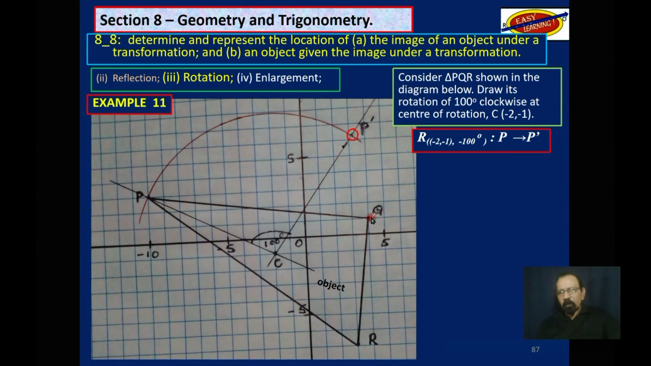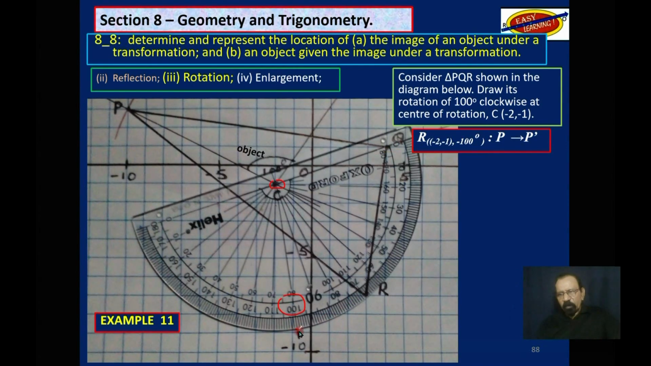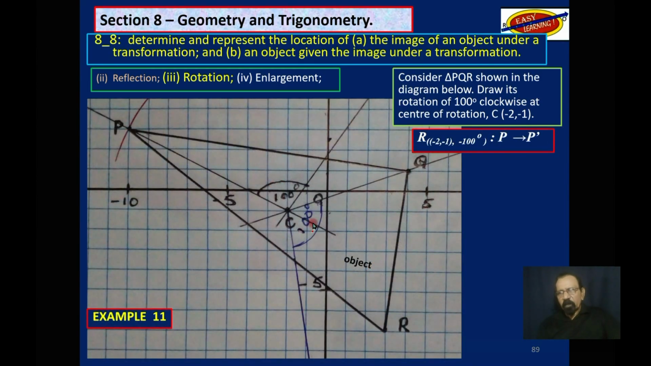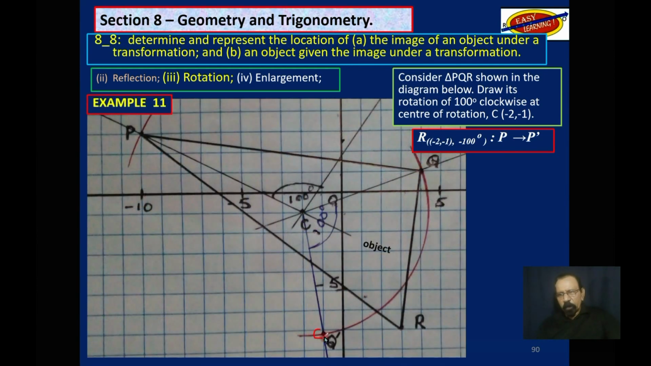We do the same thing with Q. So you draw a line from Q to the center of rotation and measure an angle coming this way of 100 degrees clockwise. Place a mark here. We'll draw a line through there, draw an arc from there to touch there, and that will give us, so this is the angle and that is the arc. So now we have Q prime. That leaves us now to find R prime.